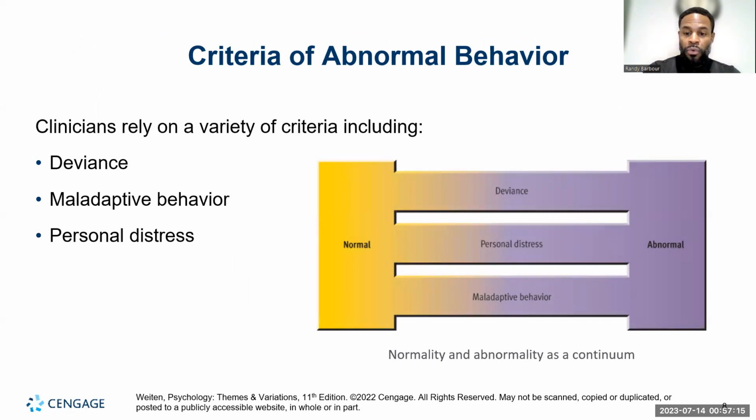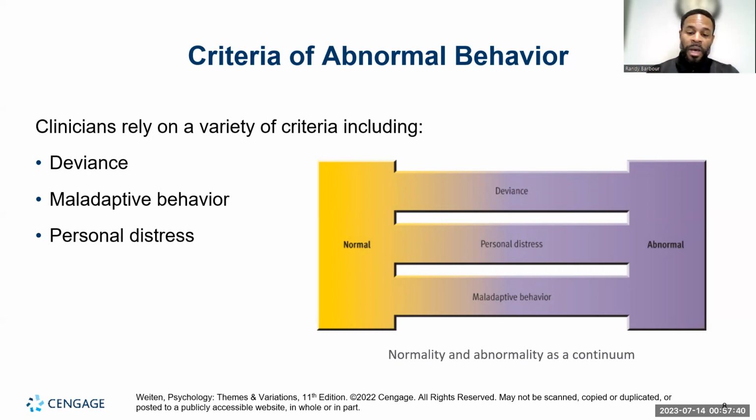Okay, when we talk about the medical model, clinicians rely on it to determine if someone has a psychological disorder through certain symptoms and then the severity of them. And it relies on different criteria to determine what an individual should be diagnosed with, right? So deviance, maladaptive behavior, and personal distress are three criteria that clinicians rely upon to determine how severe the psychological disorder is, right?